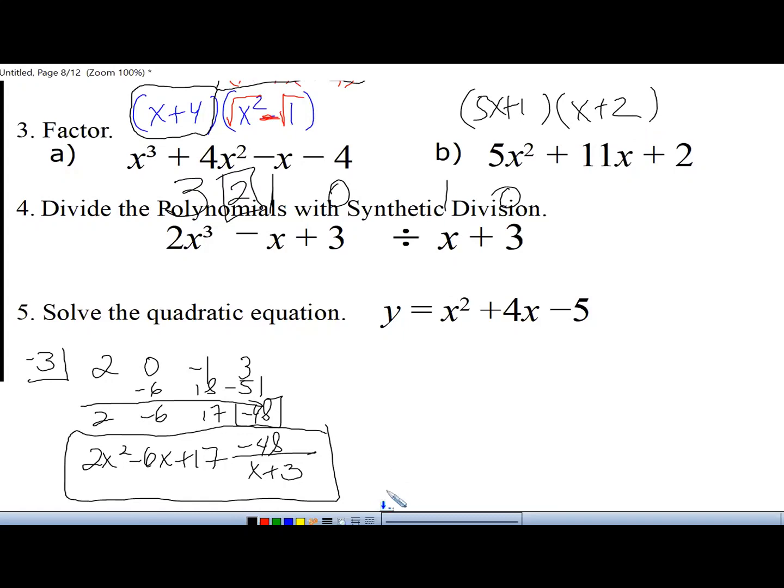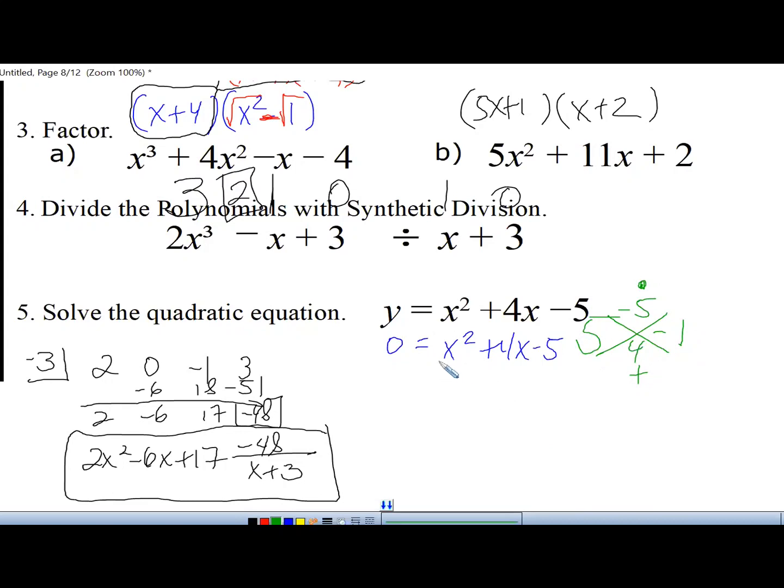Anyways. All right, number 5, it says solve the quadratic equation. What is the first thing we do to solve a quadratic equation? Set it equal to 0. Change the y equal to 0, x squared plus 4x minus 5. From there we factor, -5, +4. Factors of -5 that add up to +4. That's 5 times -1. 5 times -1 is -5. 5 plus -1 is 4.